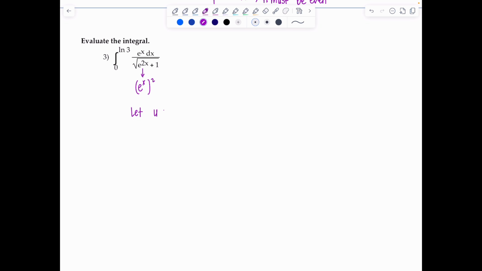We're going to let u equal e to the x. And then du is e to the x dx. And see, we have e to the x dx right there, and that can just be my u squared. Then we do have to change the limits of integration.